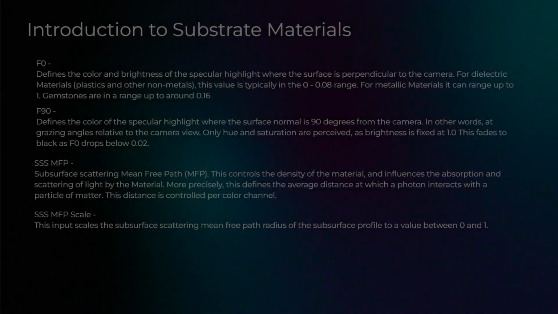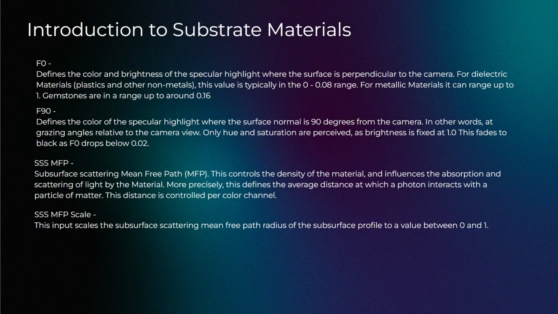Now let's take a deeper dive into these new parameters that we will be looking at in this tutorial in a little bit of depth. F0 defines the color and the brightness of the specular highlight where the surface is perpendicular to the camera. For dielectric materials such as plastics and other non-metals, this value is typically in the range of 0 to 0.08. For metallic materials, it can range up to 1, and for gemstones it ranges up to around 0.16.